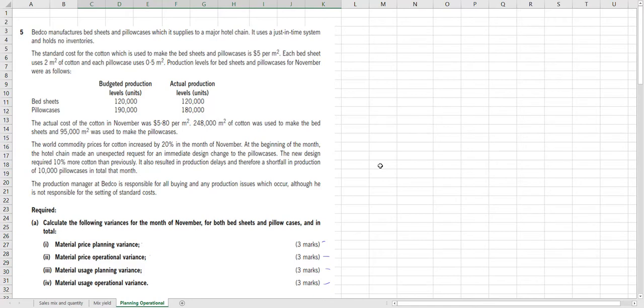So remember, whenever we are setting rewards or whenever we are setting standards, there should be controllability. So when we divide variances in two parts, an operational and planning part, we're looking at that controllability. So if we are looking at the performance of operational staff, they're only responsible for the operational part, which means where they didn't perform well. They're not responsible for the budget part. So this is the main reason we have this variance.